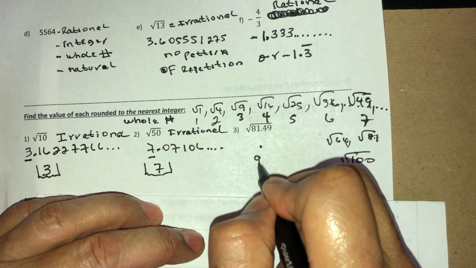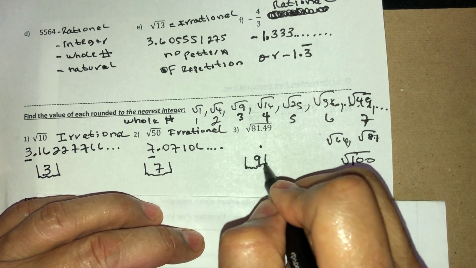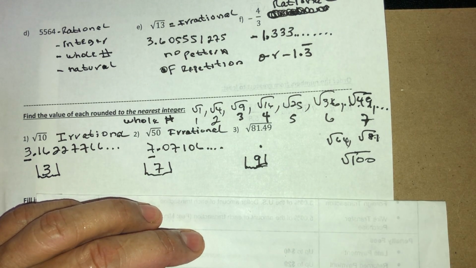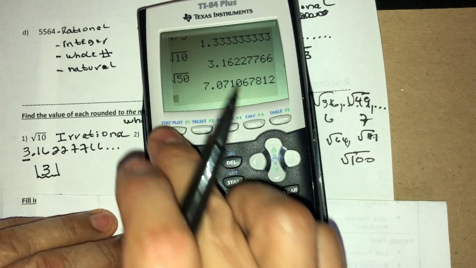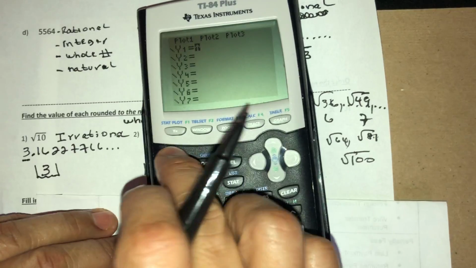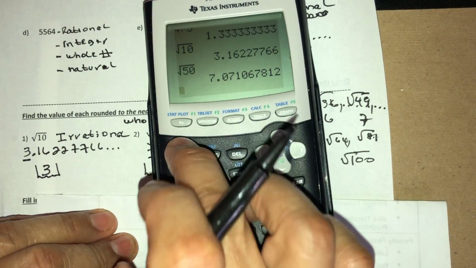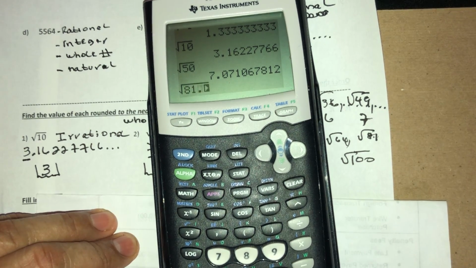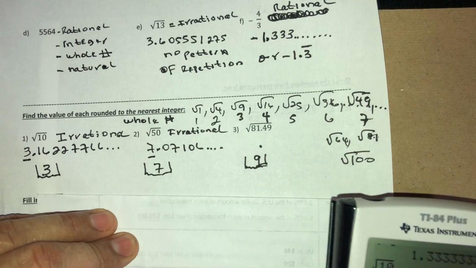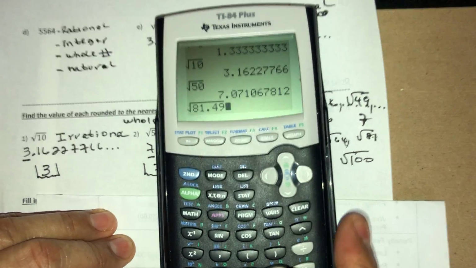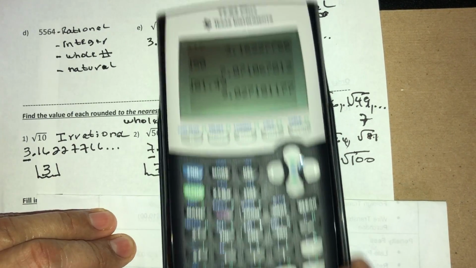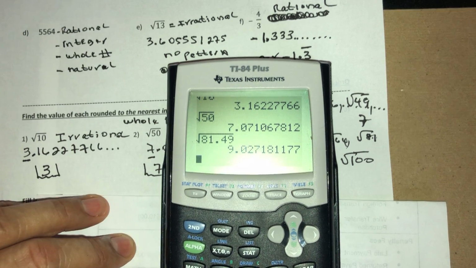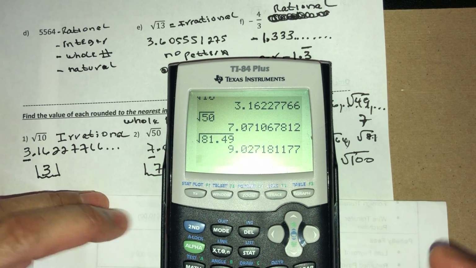So this number, if I round it, it will be 9. But then again, okay, if you don't know, go to the calculator and type, again, okay, second x squared and type 81.49, I think it is. Yes. And just do enter. Look what you get. 9.027181177, and that goes on forever.